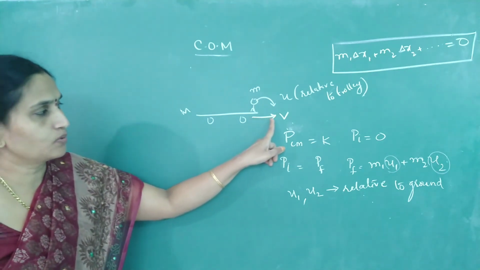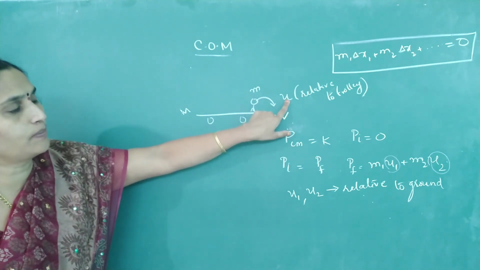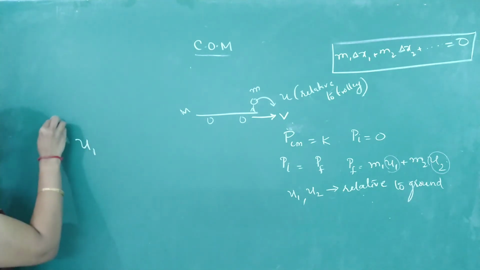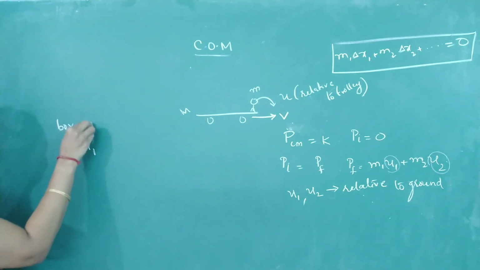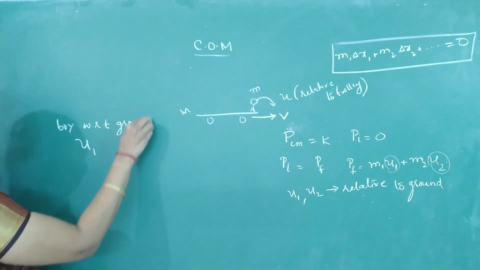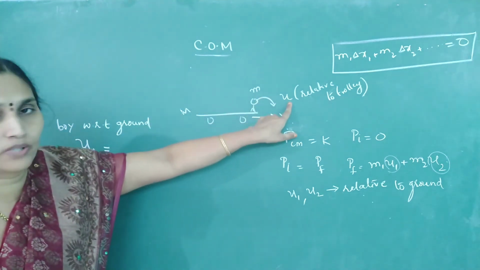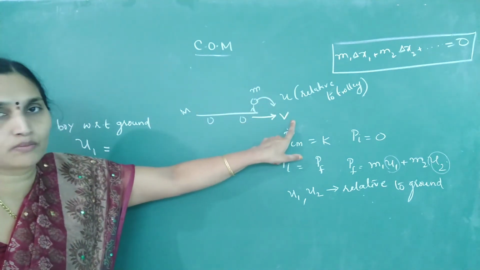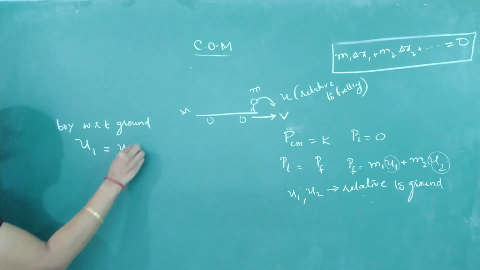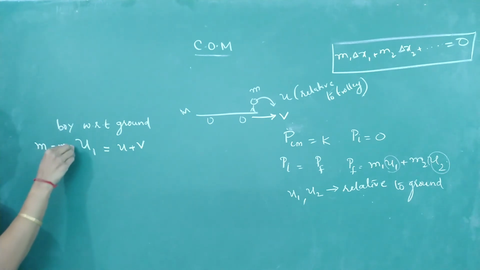If the plank is moving with a speed V and the man is jumping relative to the plank with a speed u, tell me what will be the speed of the boy with respect to ground. For a person standing on the ground, what will be the speed of the boy? He is jumping with a speed u relative to the plank. Plank is also moving forward. So his speed relative to ground will be u plus V. His mass I have taken as small m.